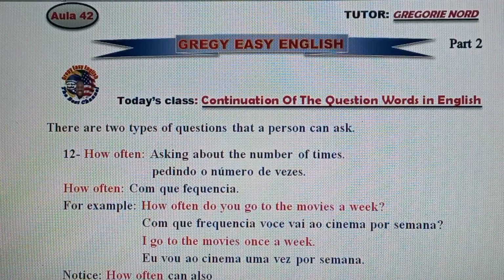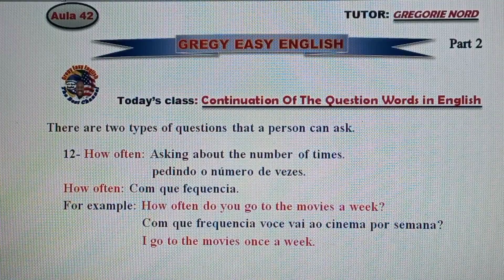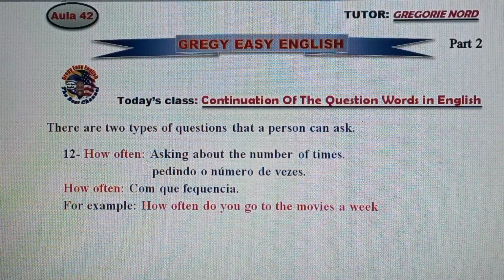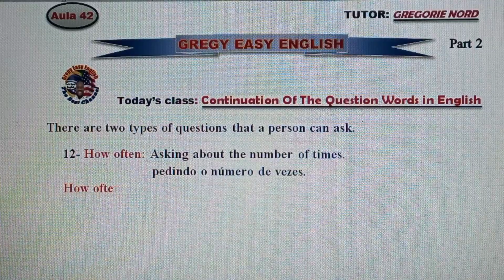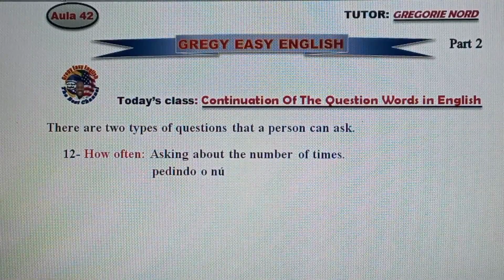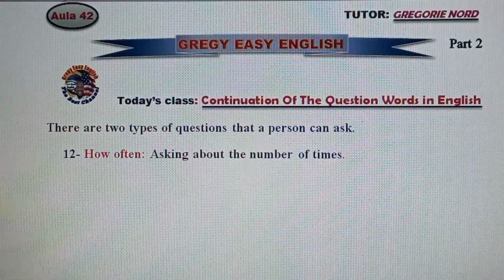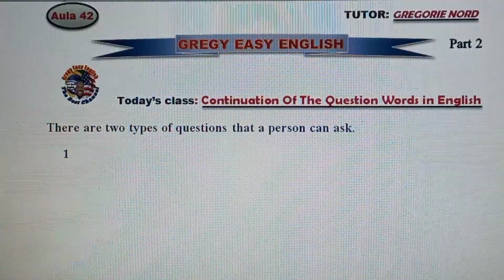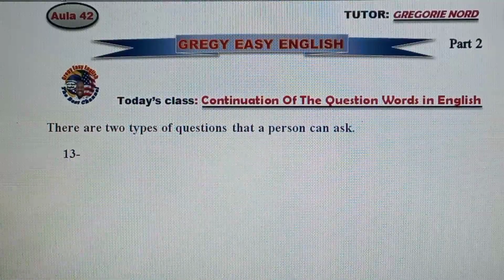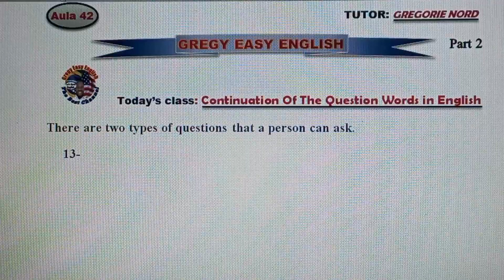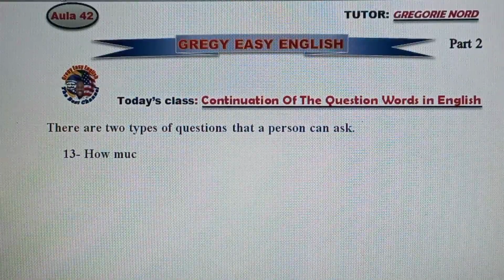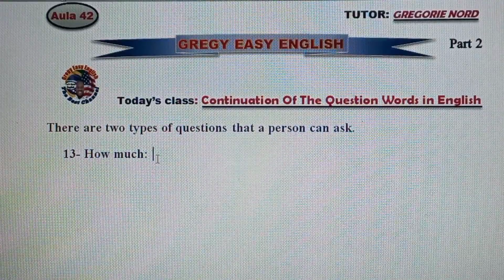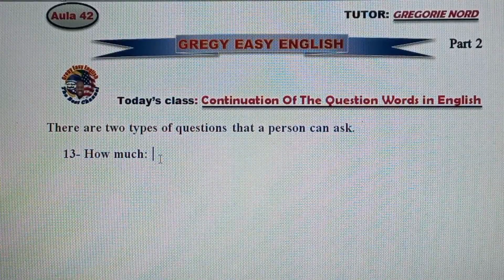We have another question word, which is question word 13, the question word how much. The 13th question word is how much. Okay, we have the question word how much. Okay, guys. Now let's see how we use how much in English.